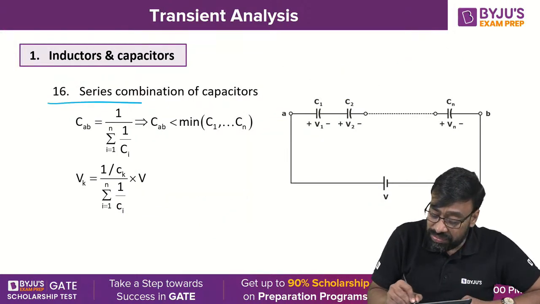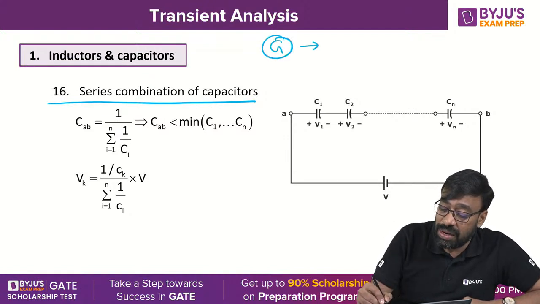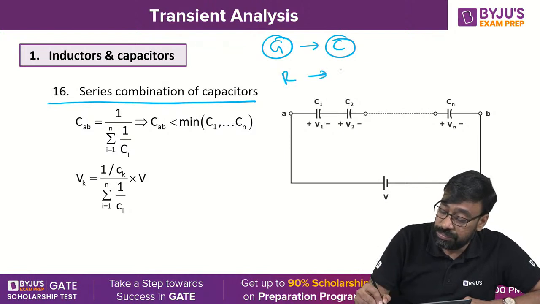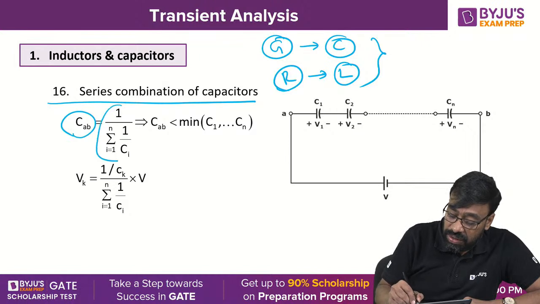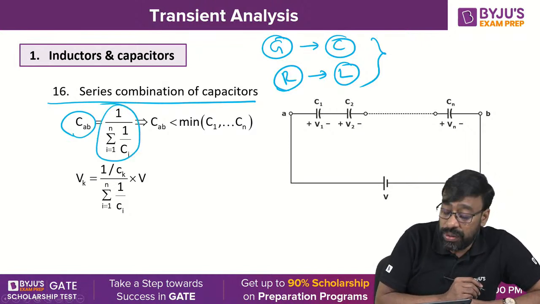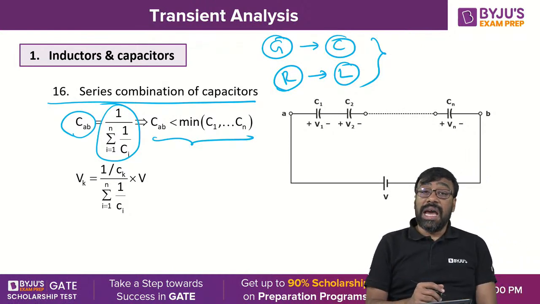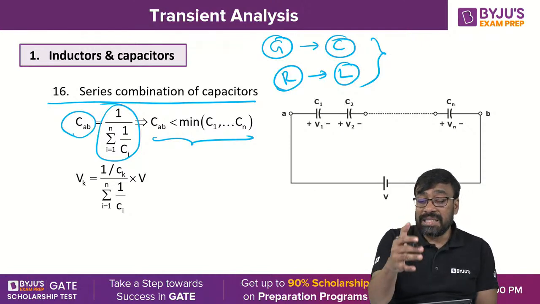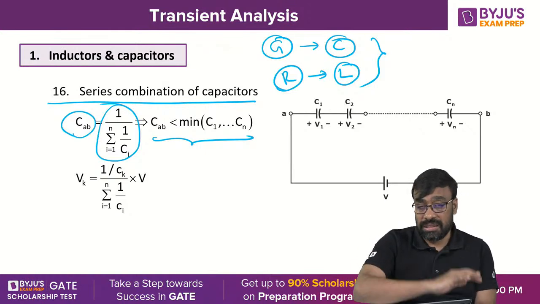Now, series combination of the capacitors. I told you yesterday, the conductance formulas and capacitor formulas are the same. Inductance formulas and resistance formulas are the same. Right? So C_AB is 1 by summation of i equal to 1 to n of 1 by Ci, and whenever the capacitors are connected in series, the effective capacitance will be reduced and the resulting value will be less than the lowest value of the capacitors which are connected in series.